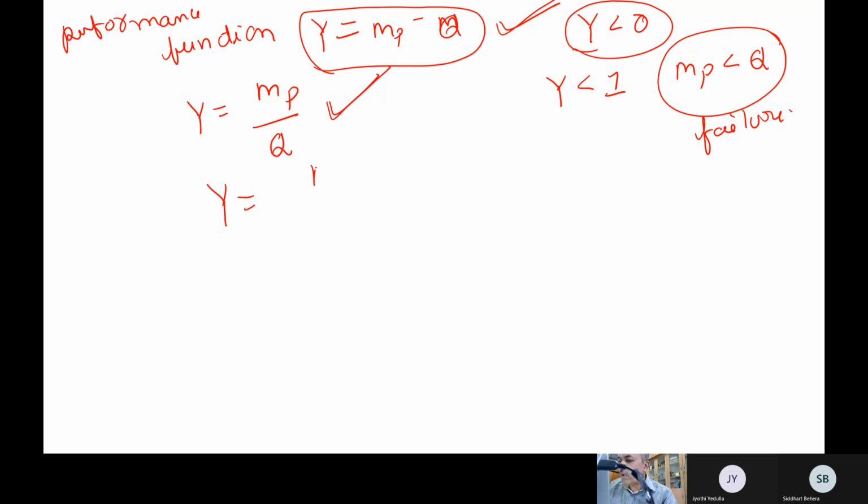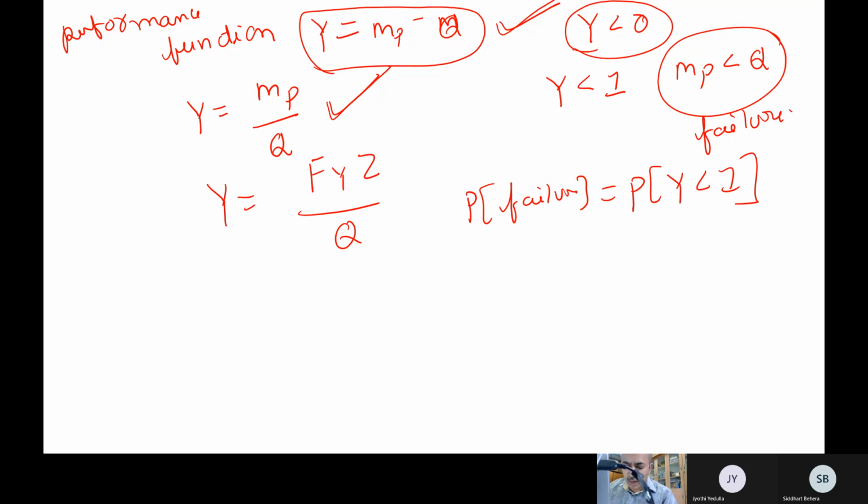So y is equal to MP, which means fy times z itself. So we write this as fy times z by q. So this is my y. So the probability of failure is nothing but the probability of y less than or equal to 1. This is how we write this one.